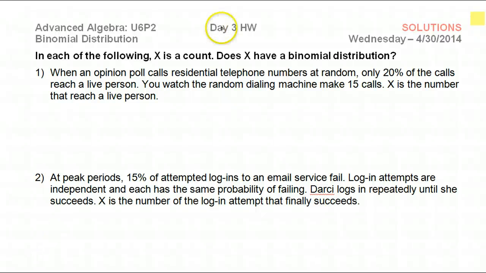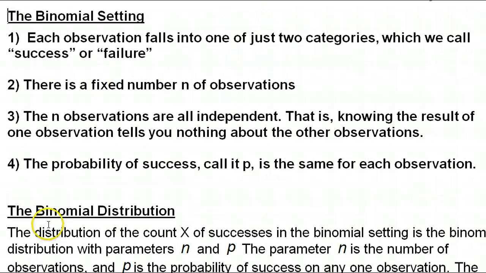All right, this is the day 3 homework, and in this lesson we will be learning about the binomial distribution. In order to be a binomial distribution, the variable has to satisfy these 4 conditions, okay?